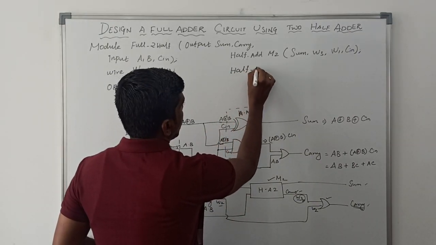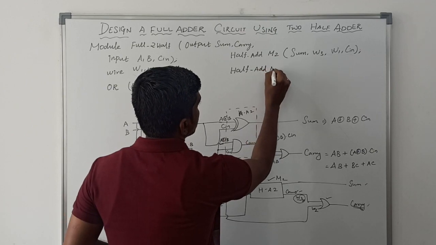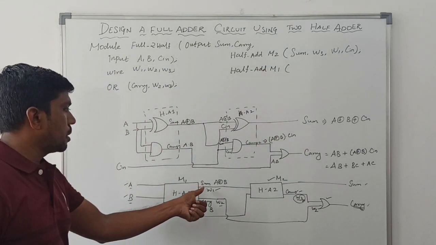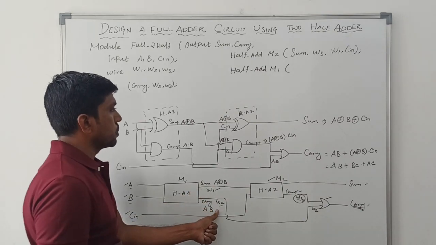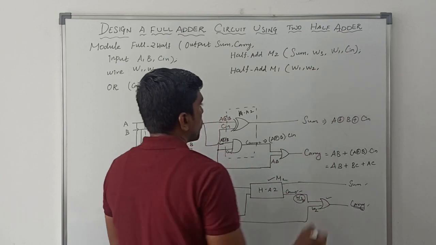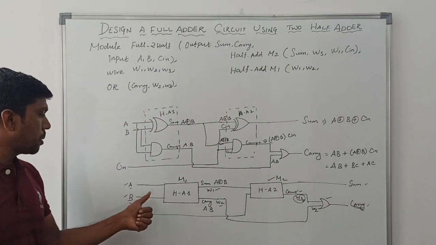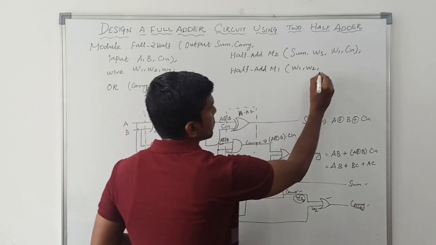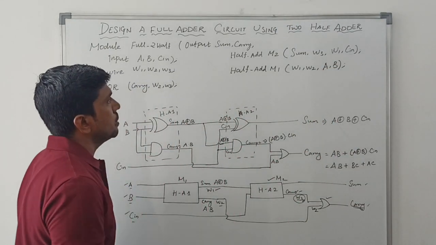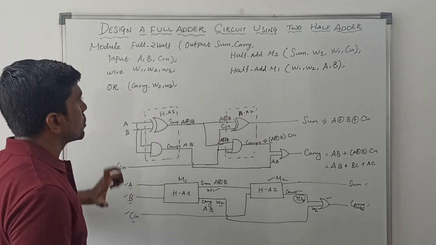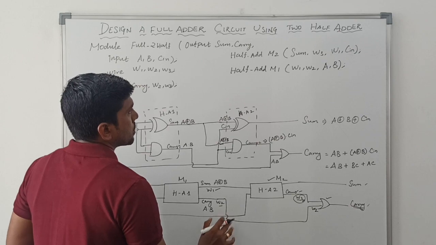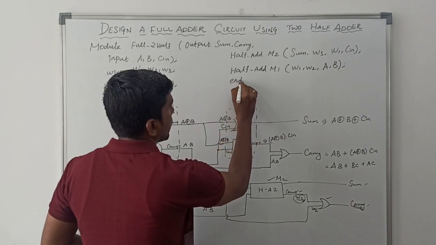Then I am taking half adder 1, which is called M1. In M1 the outputs are W1 and W2. These 2 signals are the output signals. The input of M1 is A comma B. So finally you close the module. After writing all the gate operations, finally you write endmodule.